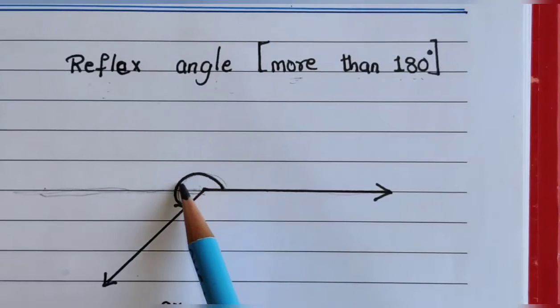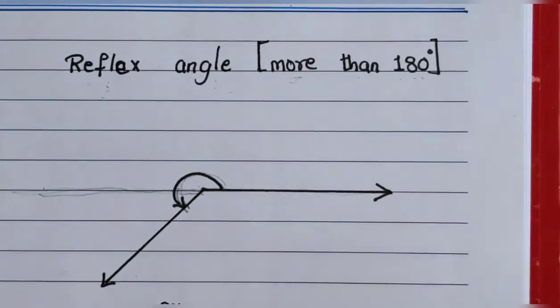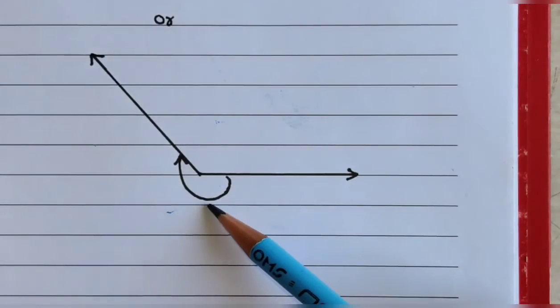Then this angle is called a reflex angle. You have one more example. This is another example of a reflex angle.